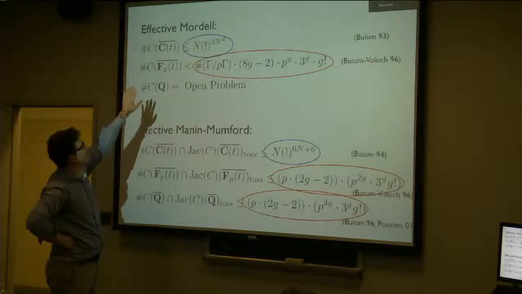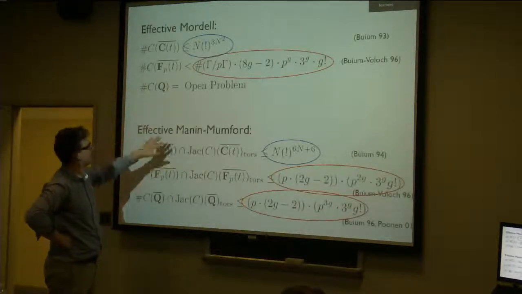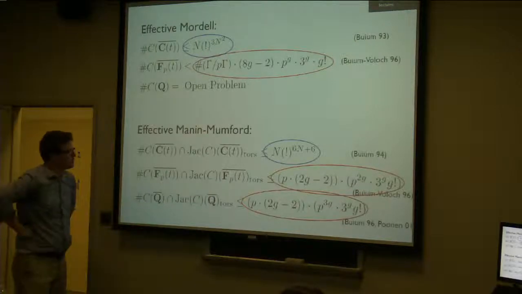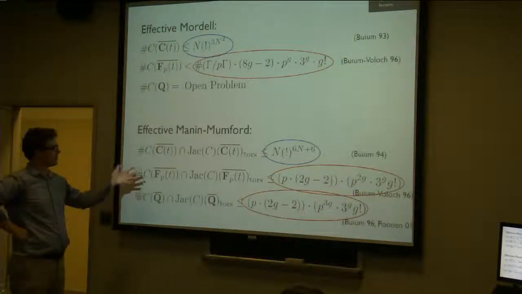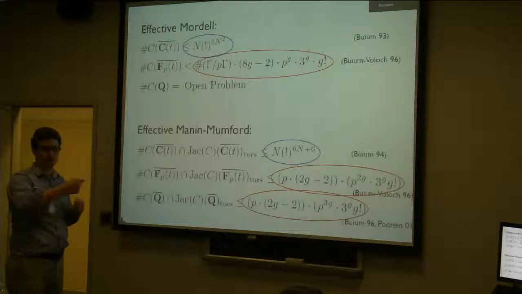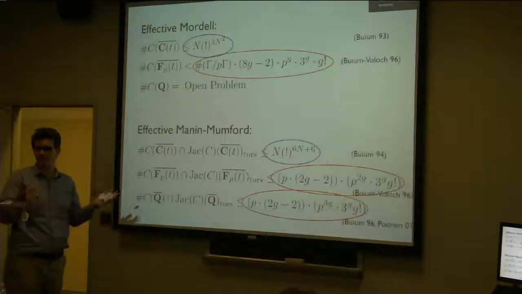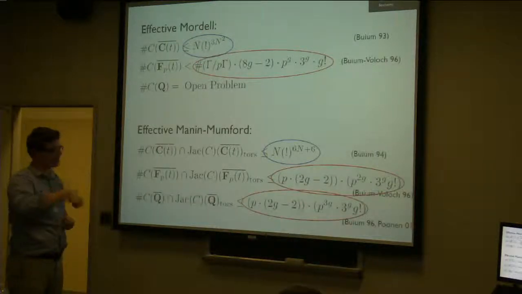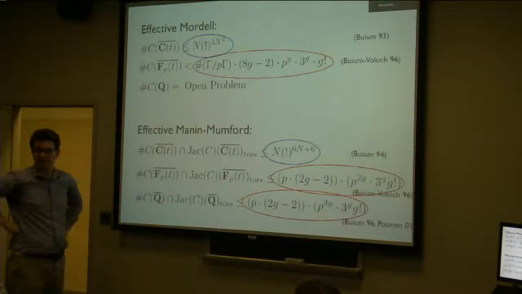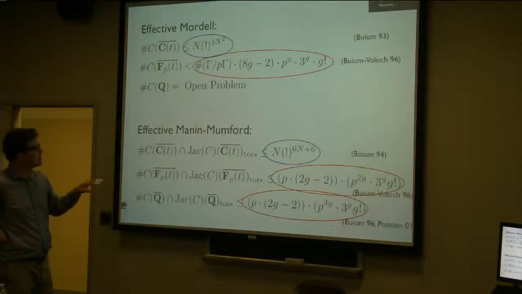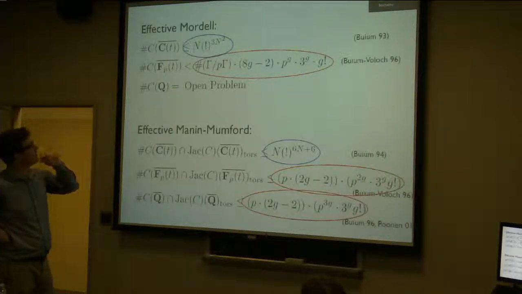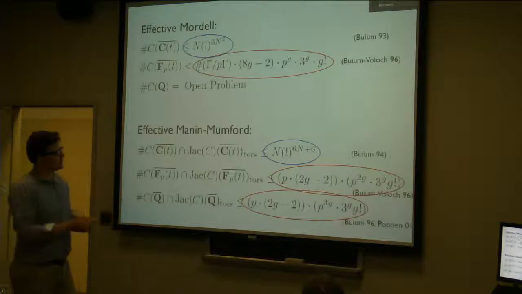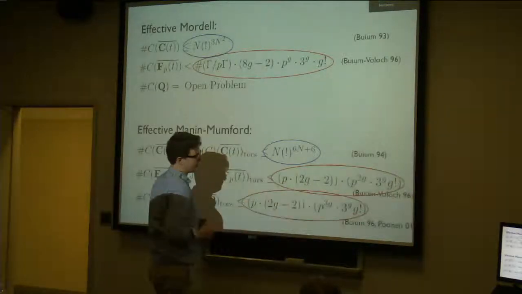One is the type of effective Mordell statements, and one is the effective Manin-Mumford statements. These are the number of points on a curve which are torsion. So you embed a curve into its Jacobian. The Jacobian is an abelian variety, it has torsion points, and you can intersect the curve with the set of torsion points, and this is finite.